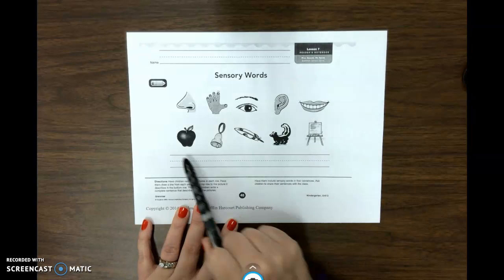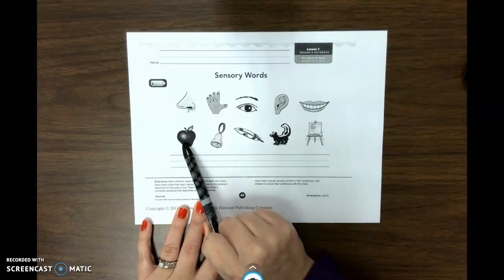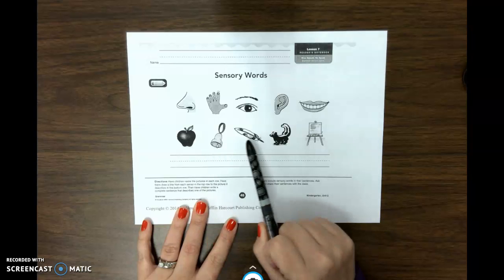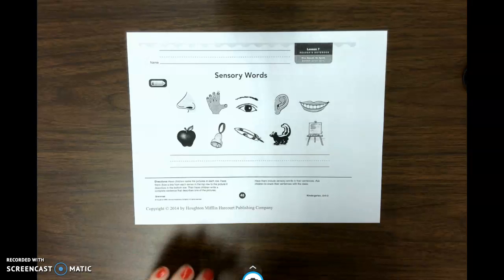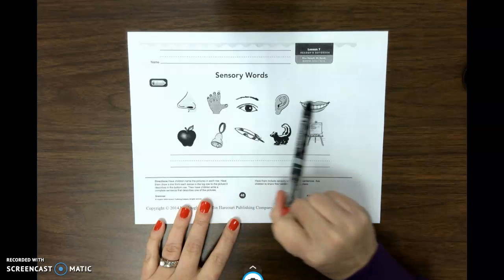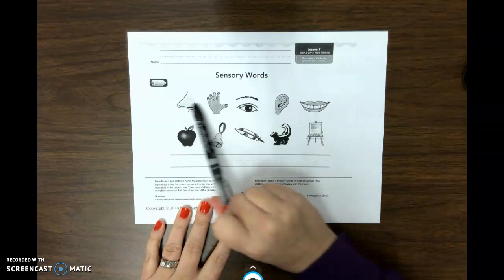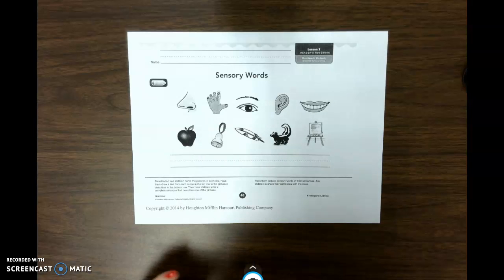So now let's look at the pictures in this bottom row. Let's name those. We have an apple, a bell, a feather, a skunk, and a paint easel. So what we're going to do is draw a line from one of the pictures in the top row, the pictures that represent our five senses, to the picture in the bottom row that it describes, okay?